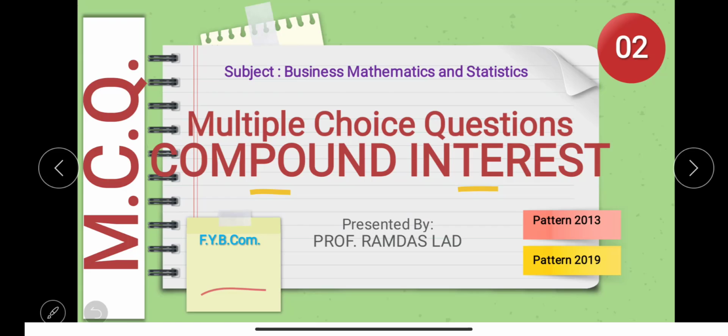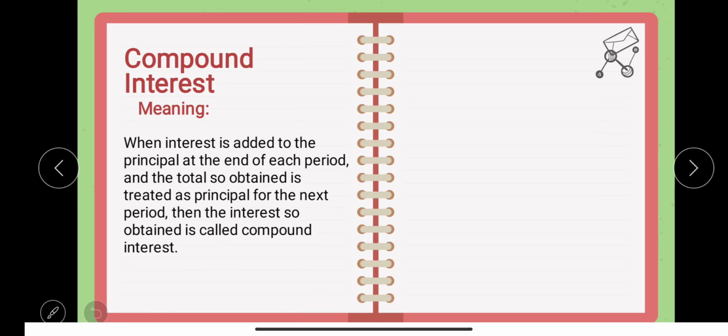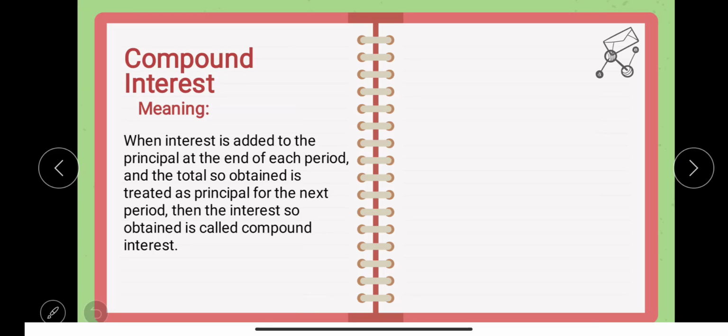So let us start the video. So friends, firstly, what is compound interest? The meaning of compound interest: when interest is added to the principal at the end of each period and the total so obtained is treated as principal for the next year, then the interest so obtained is called compound interest. So this is the meaning of compound interest.